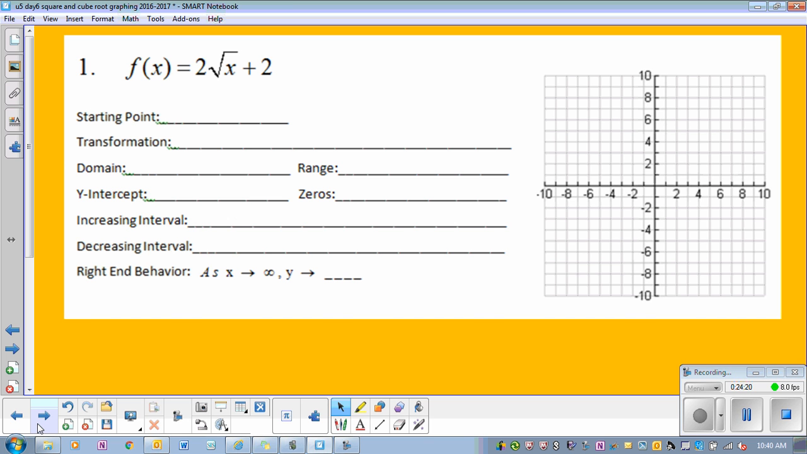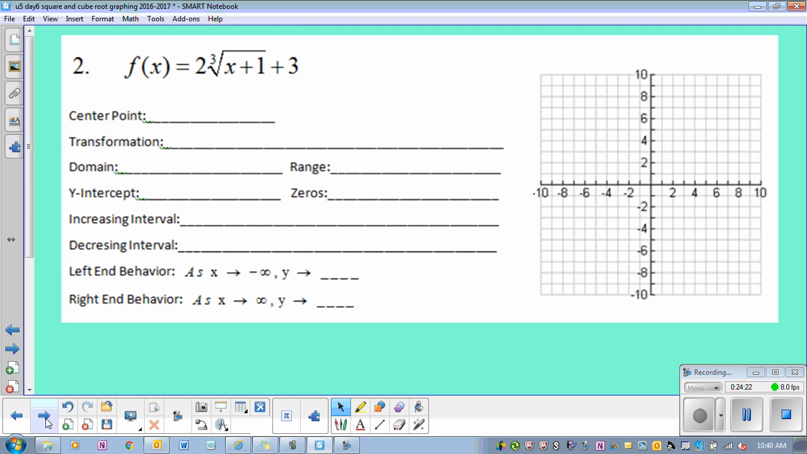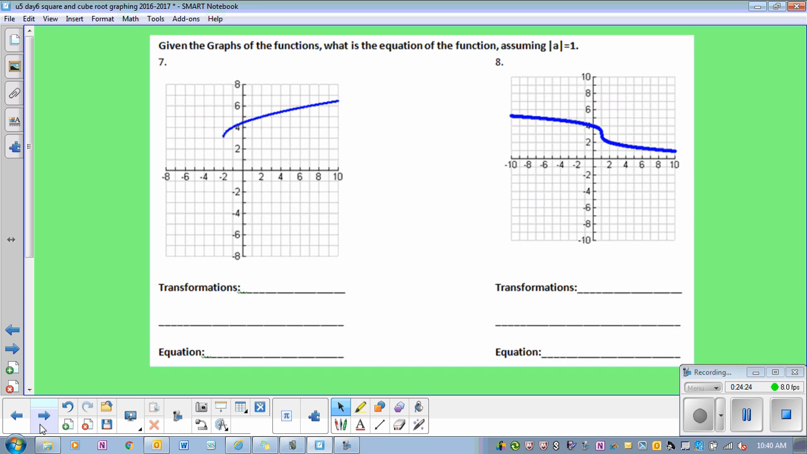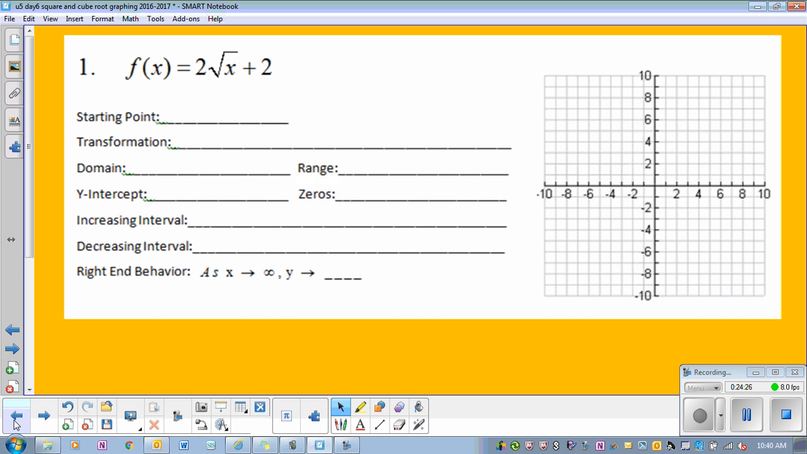Oh, although, you know what? Before we try these examples, no, let's do this. I'm sorry. I like this. So, all right. Number 1, f of x equals 2 root x plus 2.